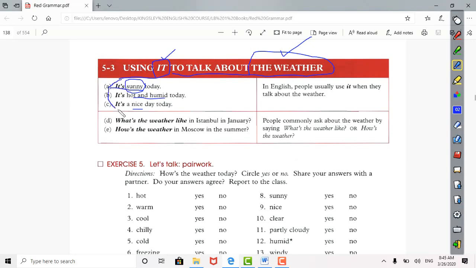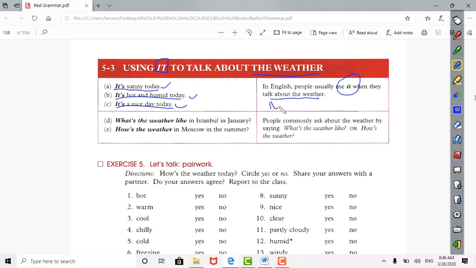to express the weather. I repeat again, when you talk about the weather, you must use "it" to express the weather. For example, it's a sunny day, it's hot and humid today, and it's a nice day today. Is it clear? I believe that when you want to talk about the weather in your speaking or writing, or you want to make a structure for this, you have to use "it".